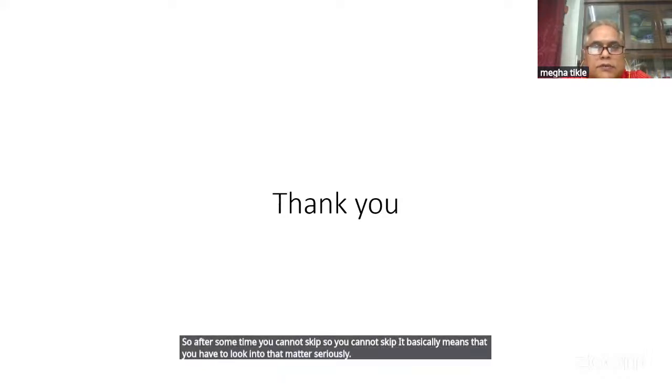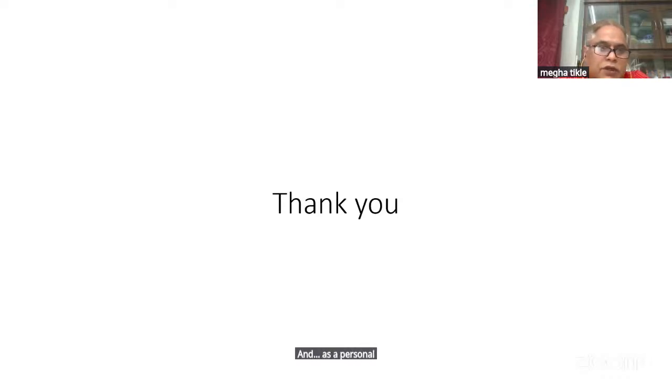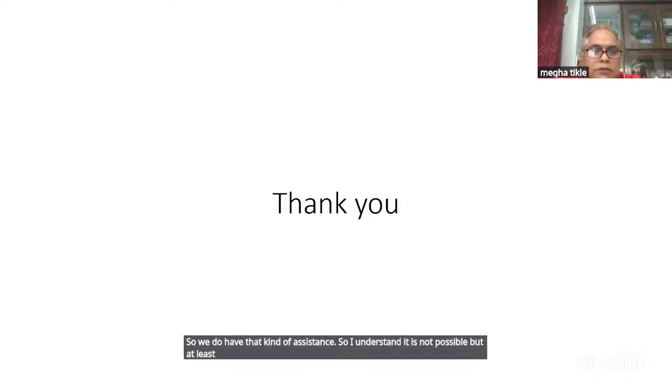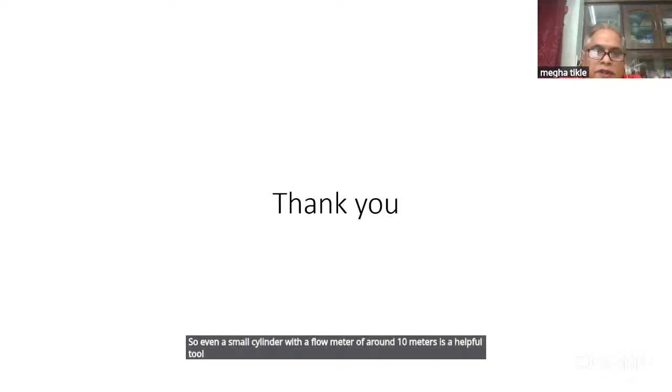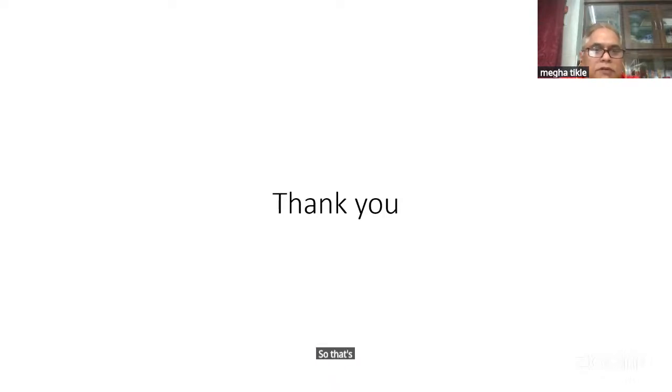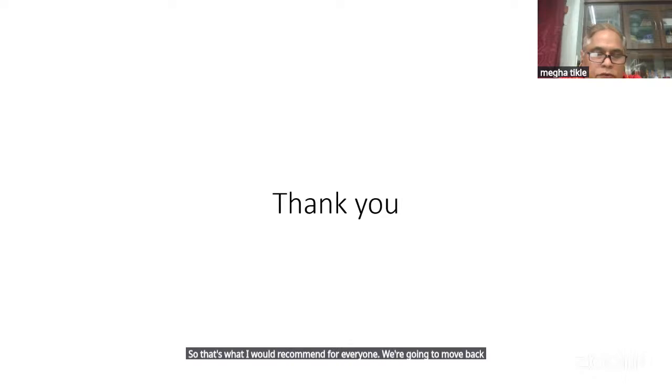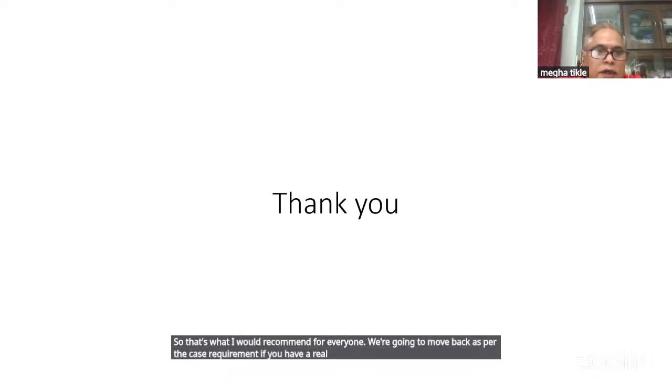As a personal practice at Nair, all our OTs have a backup machine kept ready. I understand it is not always possible, but at least have a backup source for oxygenating the patient with 100% oxygen. Even a small cylinder with a flow meter of around 10 liters is a helpful tool to have on the machine. That's what I would recommend for everyone, with an ambu bag as per the case requirement, whether an adult ambu or a pediatric ambu bag.